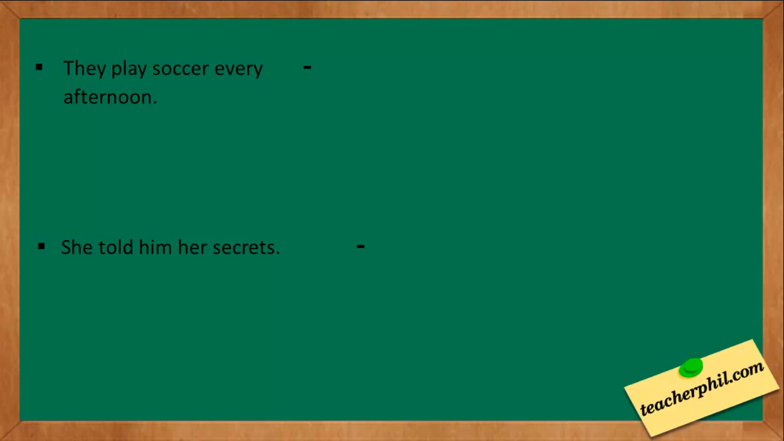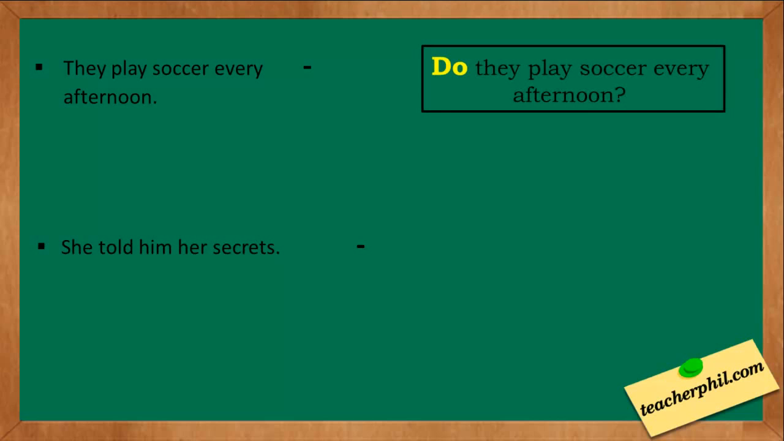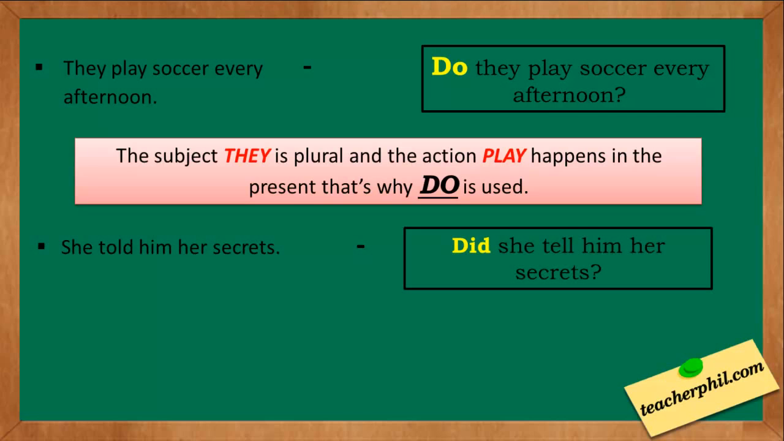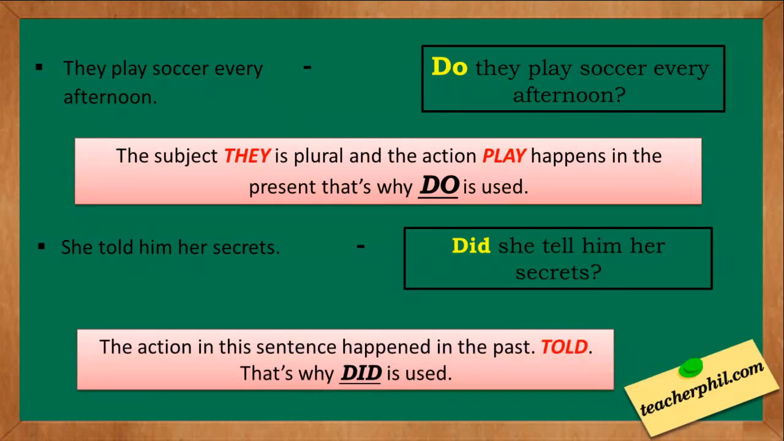They play soccer every afternoon. Do they play soccer every afternoon? The subject they is plural and the action play happens in the present. That's why do is used. The last one, she told him her secrets. Did she tell him her secrets? The action of this sentence happened in the past, told. That's why did is used.